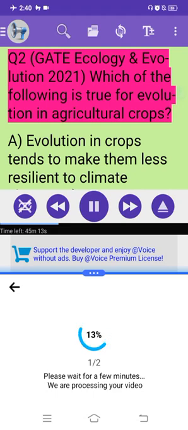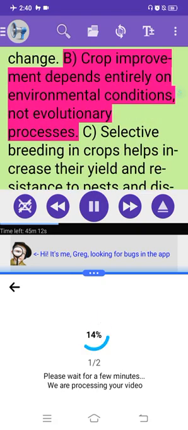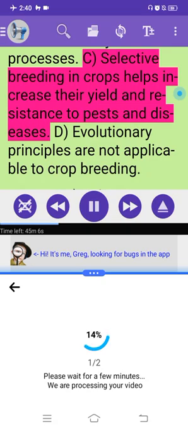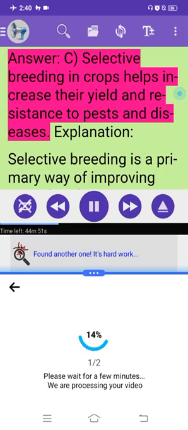Q2. GATE Ecology and Evolution 2021. Which of the following is true for evolution in agricultural crops? A. Evolution in crops tends to make them less resilient to climate change. B. Crop improvement depends entirely on environmental conditions, not evolutionary processes. C. Selective breeding in crops helps increase their yield and resistance to pests and diseases. D. Evolutionary principles are not applicable to crop breeding. Answer. C. Selective breeding in crops helps increase their yield and resistance to pests and diseases.